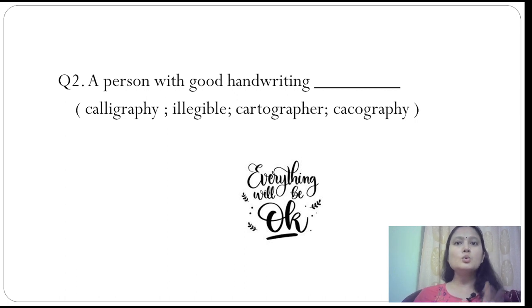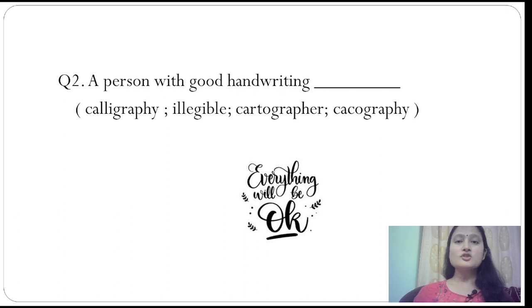But a person who has a bad handwriting, so the word bad is represented by caco. Caco means bad. So a person who has a bad handwriting will be a cacographist. If I ask you who a person who has a bad handwriting is and you have to choose the option, you will be choosing cacography. But if you see the contrast, it is calligraphy. Calligraphy is good handwriting.